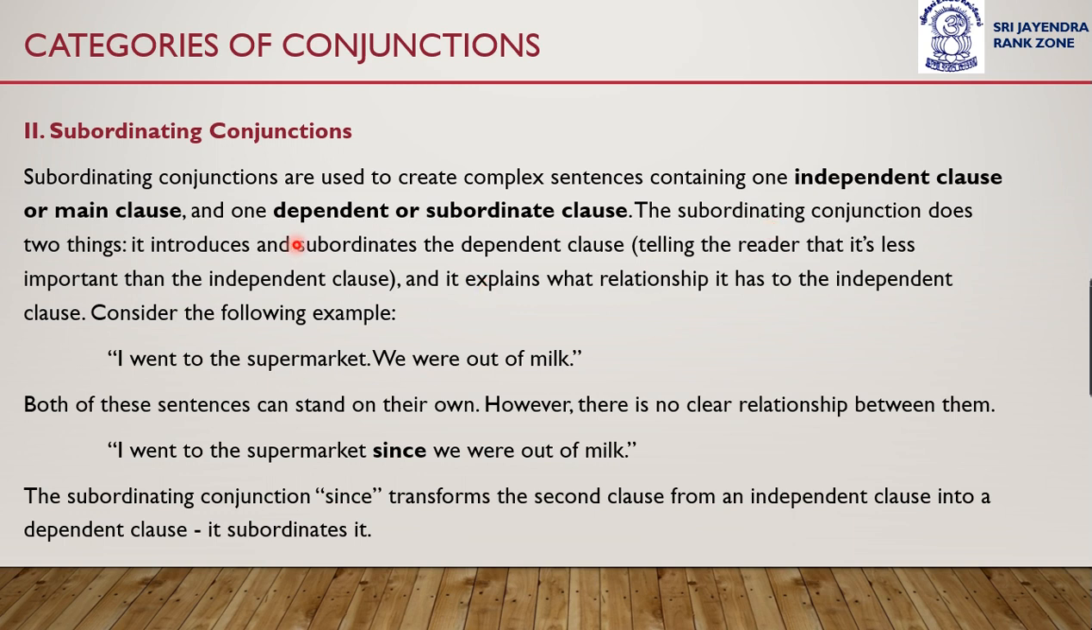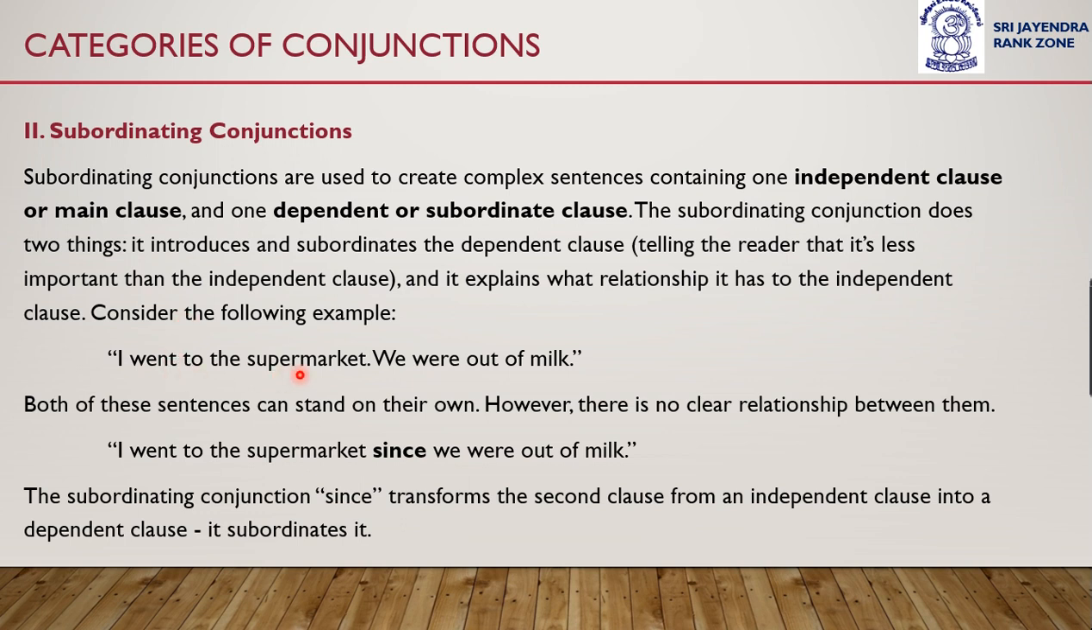The subordinating conjunction does two things. It introduces and subordinates the dependent clause, telling the reader that it depends on the independent clause, and it explains what relationship it has to the independent clause. Let us consider the following example in order to understand subordinating conjunctions properly.